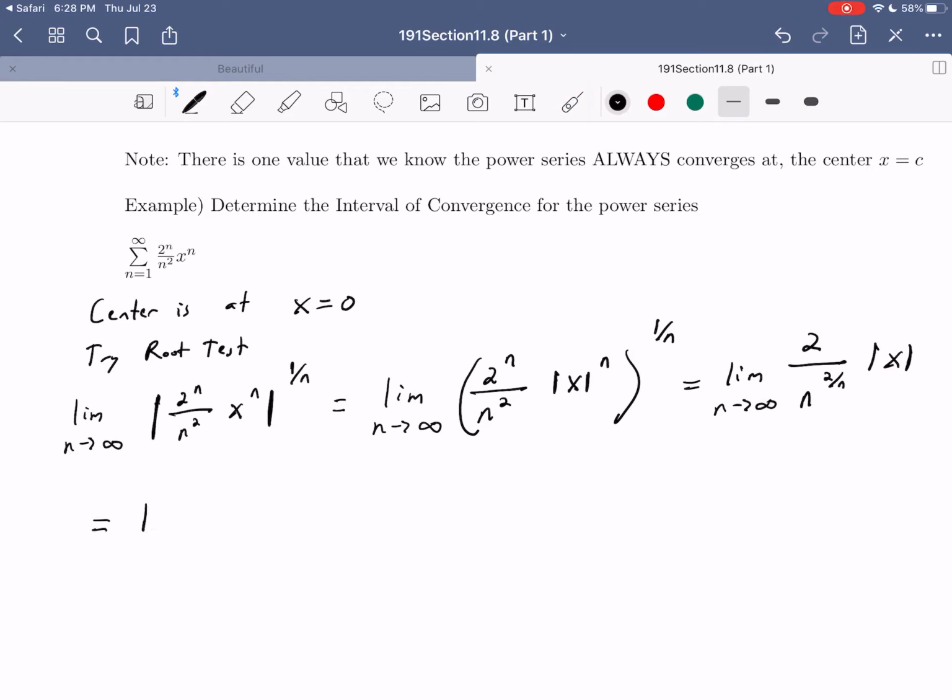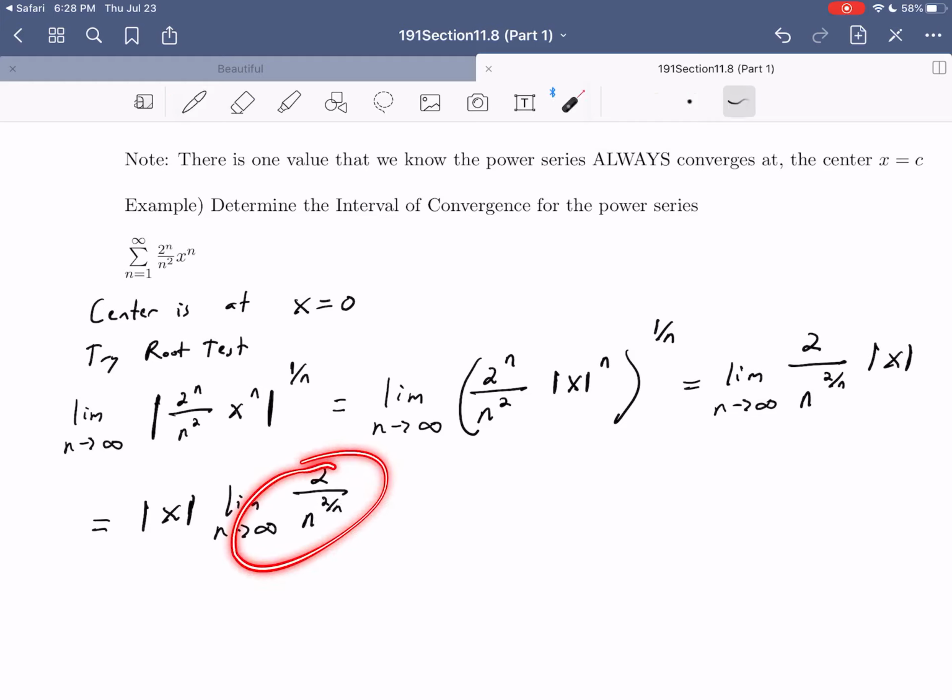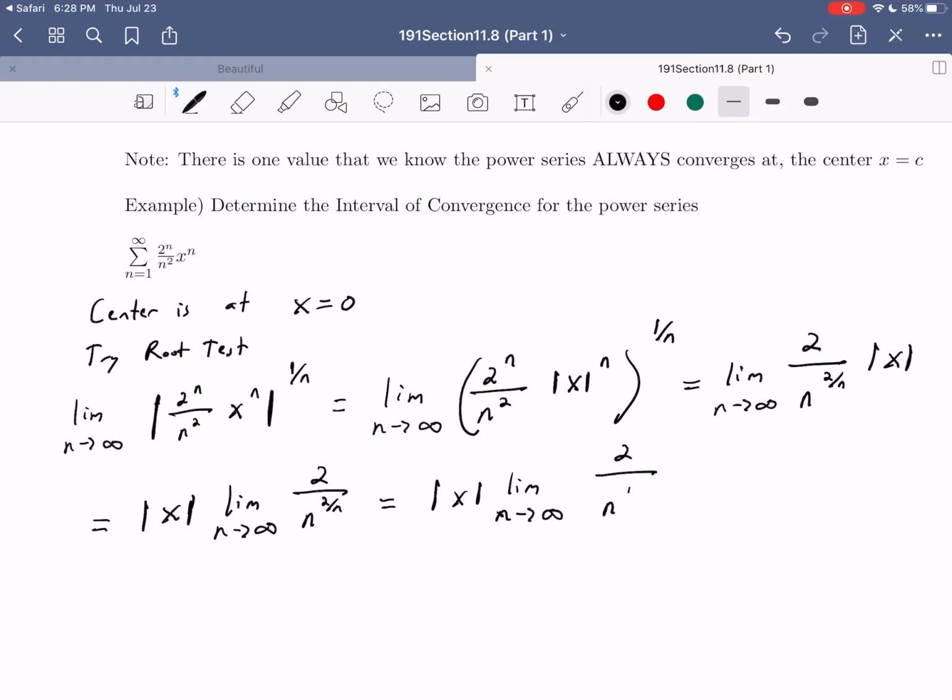So we now have that this equals the absolute value of x, limit n goes to infinity, 2 over n to the 2 over n. Now we can try to analyze this. Well, oftentimes with root test, we want to build something that looks like this, limit n goes to infinity, n to the 1 over n. So we can do that down here. So this is absolute value x, limit n goes to infinity, 2 over n to the 1 over n squared. Then we know that this limit goes to 1. So we can say this is absolute value x, limit n goes to infinity, 2 over 1 squared. And we get that that is absolute value x.